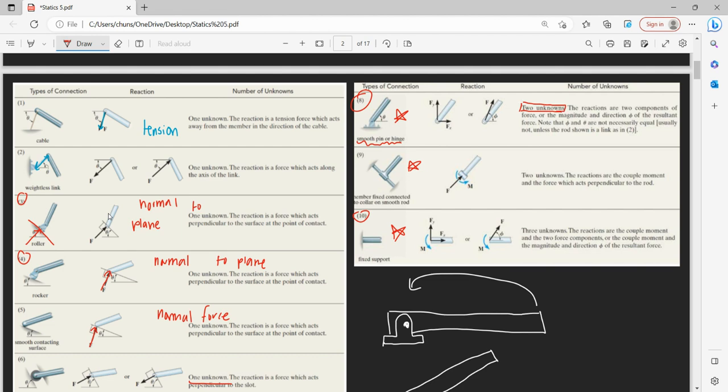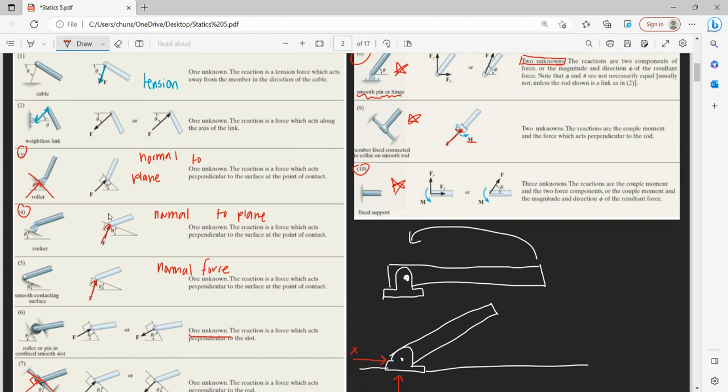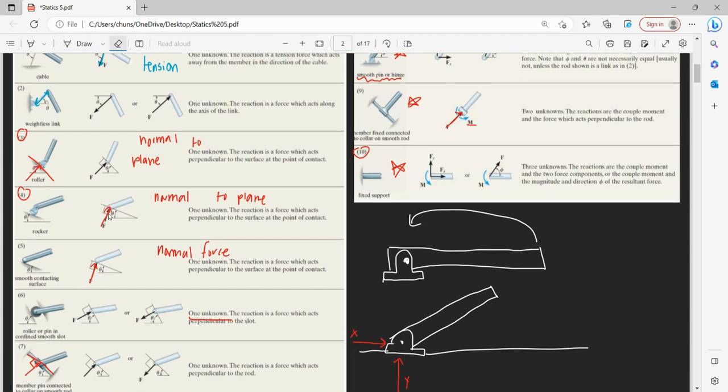If you have a member fixed connected to a collar on a smooth rod, you will have a moment. So if it prevents rotation in a certain direction, that will cause a moment. And because you can't translate it upwards along this way because it's being fixed by that rod, then that means we develop a reaction that's normal to it, right? Because we can't pick this part up and move it upwards, right? Because it's fixed with that rod. Okay, and finally, if we have a fixed support, this is the only one that has three unknowns.